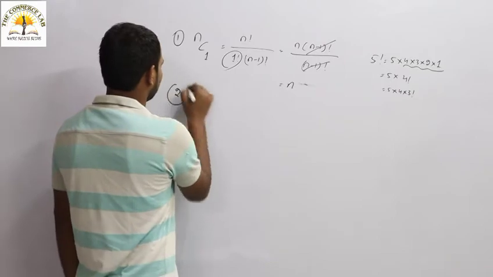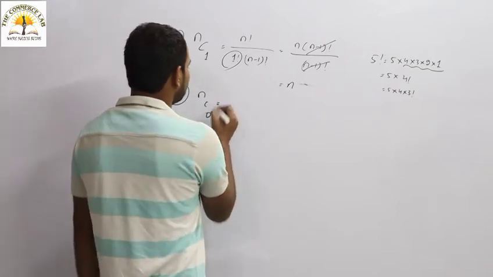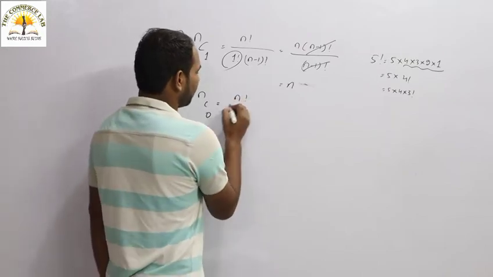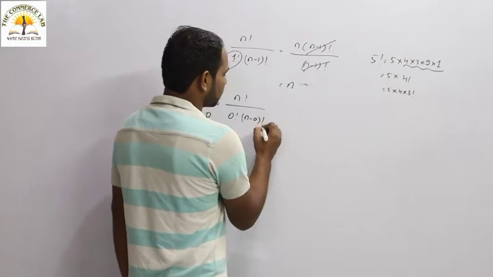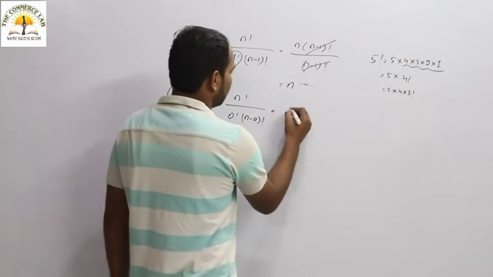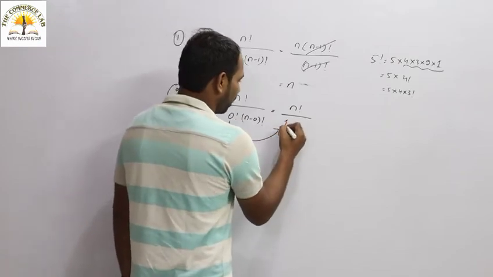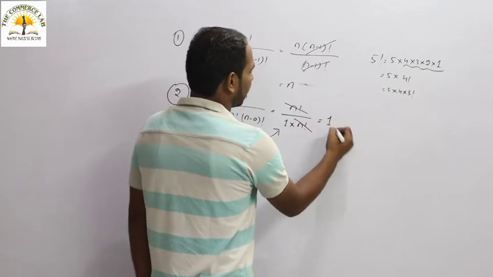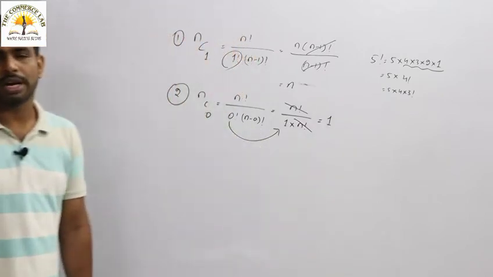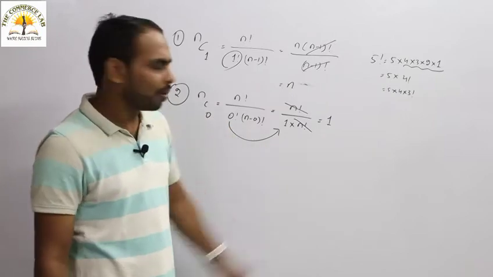Then find out nC0. nC0 is n factorial by r factorial multiplied by n minus r factorial. So 0 factorial is 1, multiplied by n factorial; the n factorials get cancelled, and nC0 is 1. So nC1 is n, and nC0 is 1.